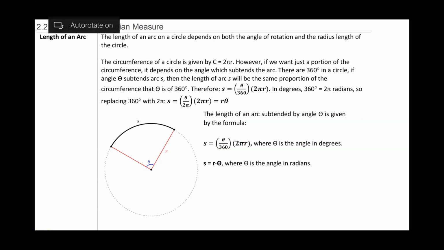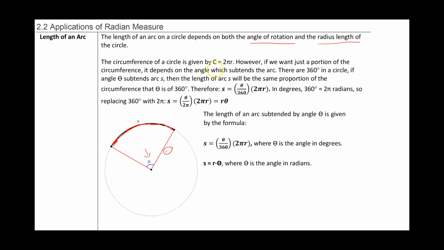In section 2.2, we are going to talk about some applications of the radian measure. The length of an arc on a circle depends on both the angle of rotation and the radius length of the circle. So this arc length here, S, depends on two things: it depends on theta, the angle of rotation, and the radius. Now here's what we know.